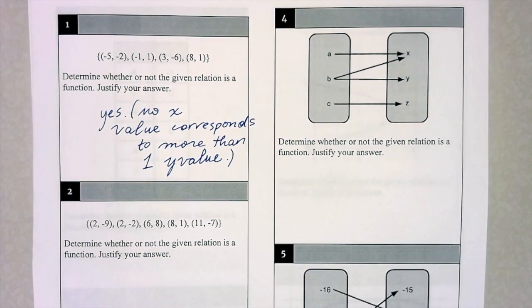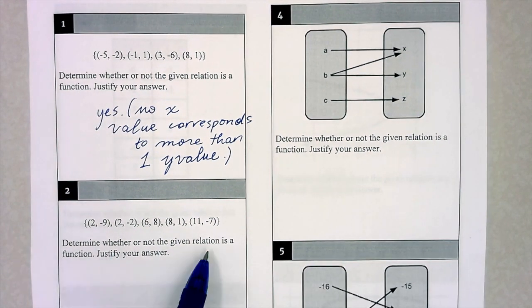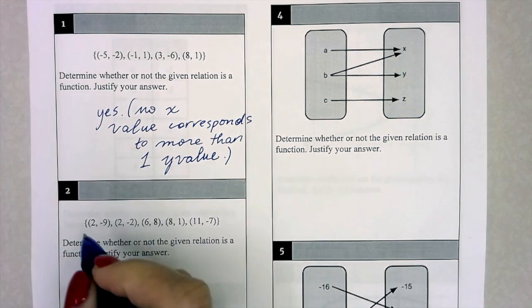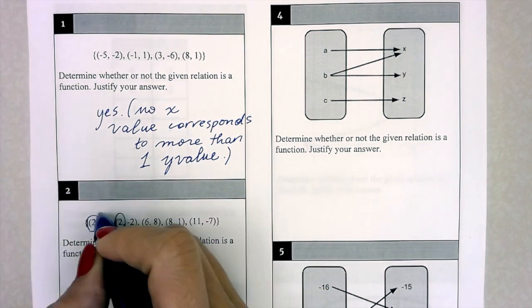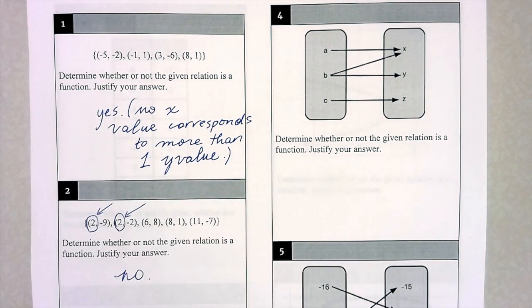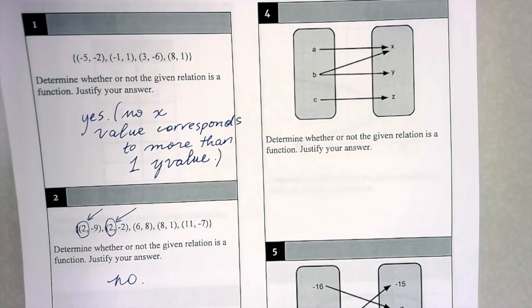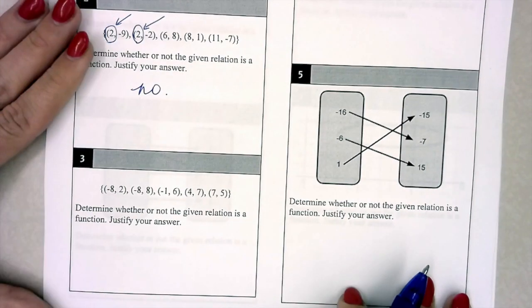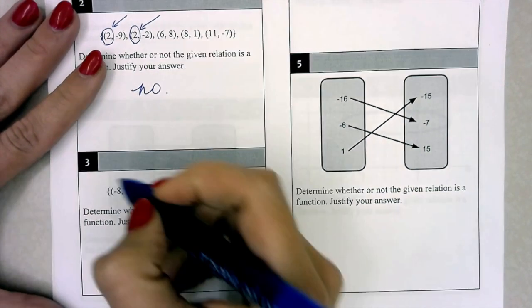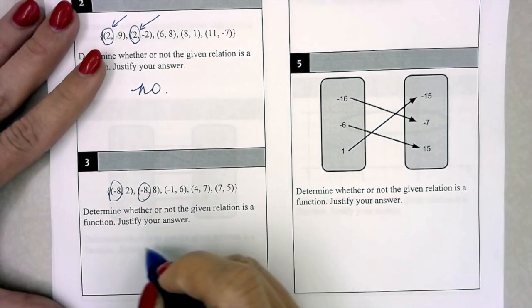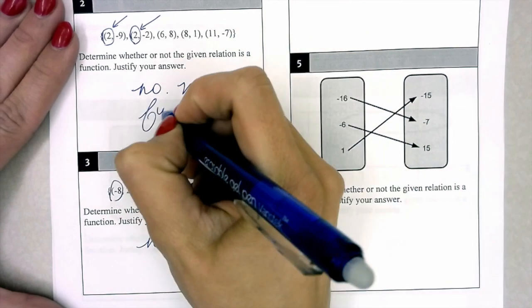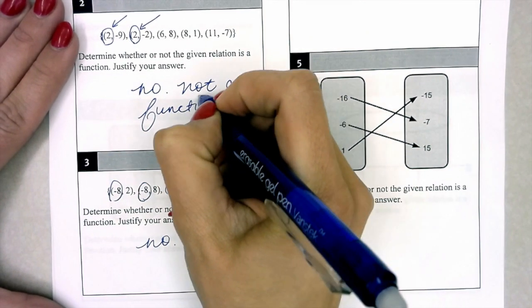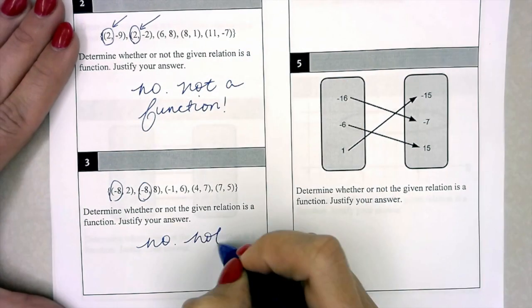I'm sorry. Determine whether or not the given relation is a function. 2, boom, there it is. We already used the same x value twice, so no. I'm showing why. That's the reason right there. Got it. Next, we have -8, -8. Well, there we go again, right there. No. So you might want to write not a function, so I know what you're saying no to.